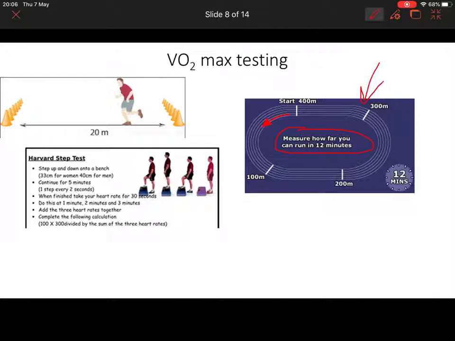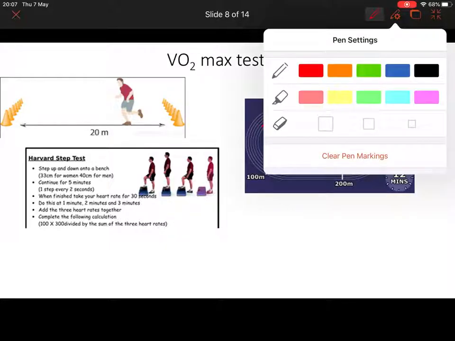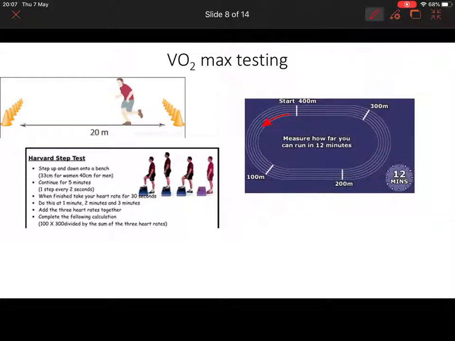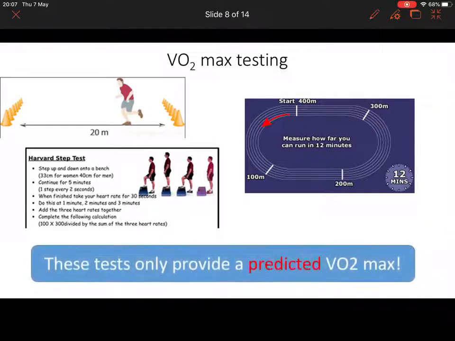Now, all of these will give you a measurement that will calculate a VO2 max. But what all the three of these have in common, we'll just get the pen marking off there. What all these have in common is that they only provide a predicted VO2 max. It doesn't provide you an actual VO2 max.